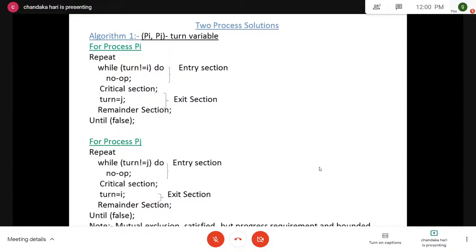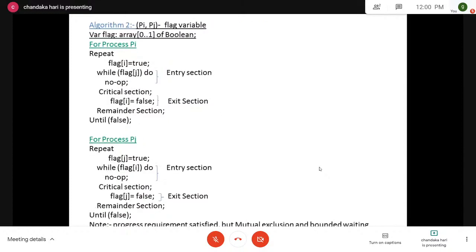Now, another person came and gave another solution for two processes, again process Pi and process Pj. There are two processes running in a computer system, both sharing a common variable x. In order to protect the variable x, I have taken a flag variable.